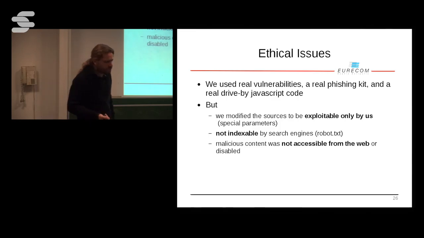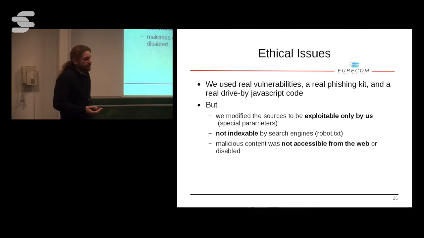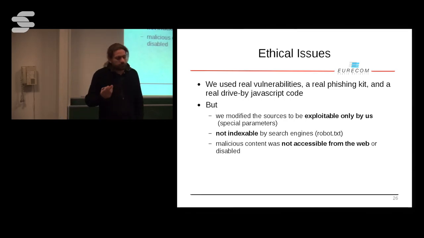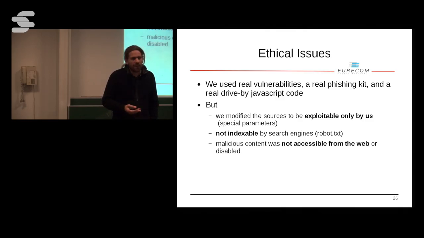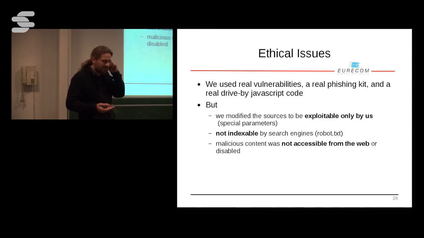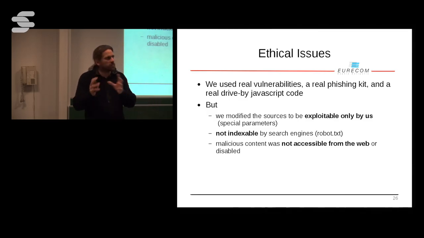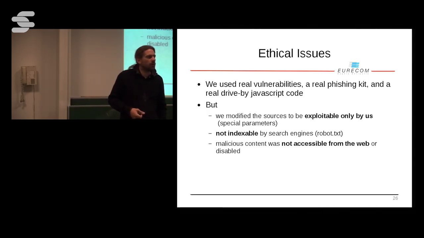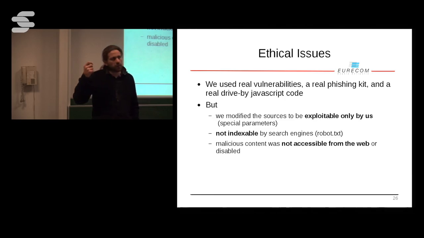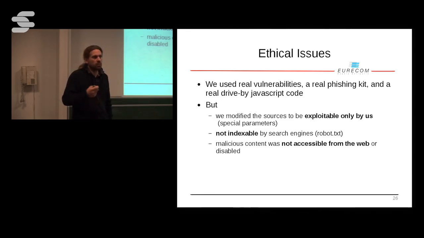So there are a few ethical issues because we used some real vulnerabilities, some real phishing kits, some real drive-by download JavaScript code, right? So it's not nice to put this online on those services. So what we did is that we modified each so that there is no possible harm. For example, we modified them to have special parameters, so this attack will only work if you provide this random number as a parameter, so that no one will be harmed by it. Or we made the websites not to be indexed by the crawlers, by Google, for example.